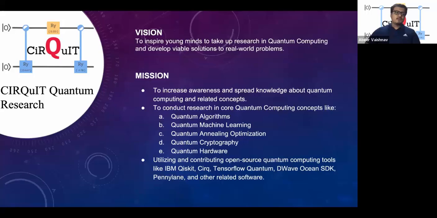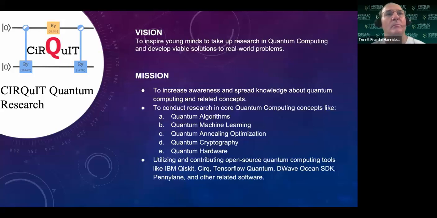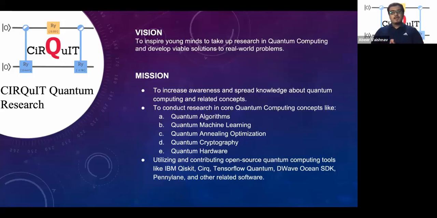The lack of hardware is not very good. So to fill that gap, we aim to use open source quantum computing tools. We don't believe in reinventing the wheel. So we use open source tools like IBM Qiskit, Cirq, TensorFlow Quantum, and D-Wave's own Ocean SDK, etc. And we try to build something new using all these open source tools.